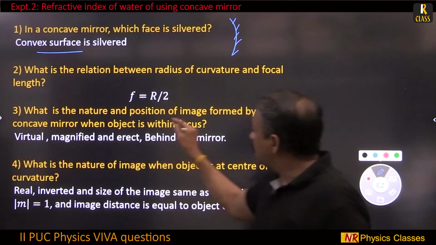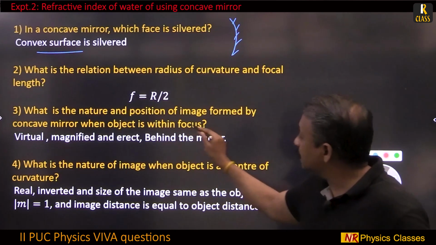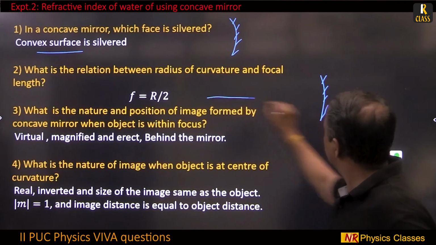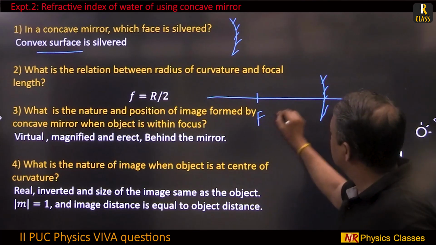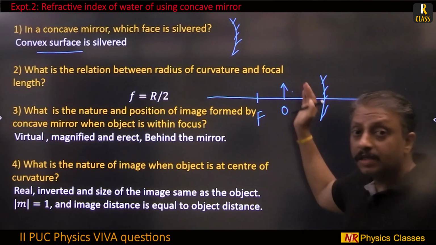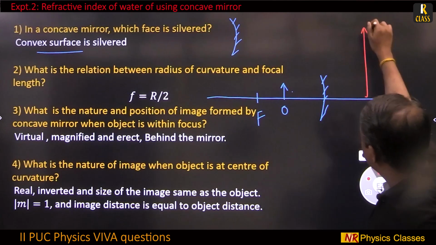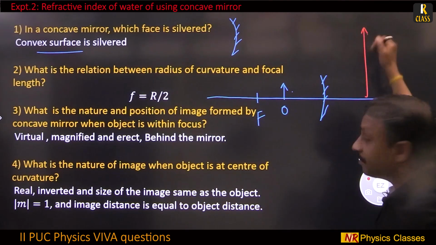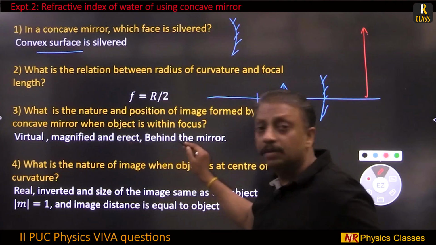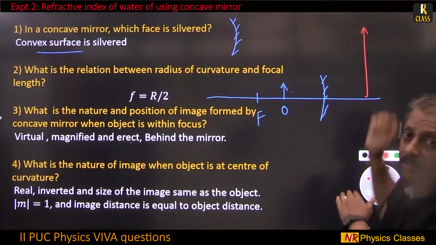What is the nature and position of image formed by concave mirror when object is within the focus? This is the focus. This is the object. Mirror should give image on the same side, but here we get virtual, magnified, and erect. What's the position? It's behind the mirror. Since it is virtual, it is behind the mirror.